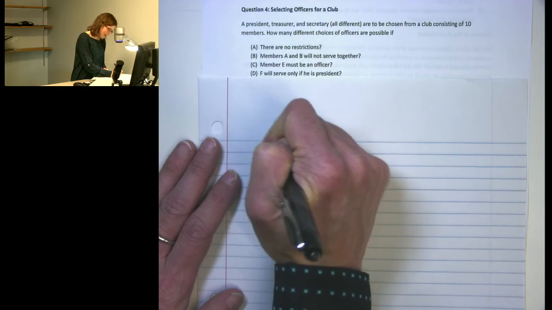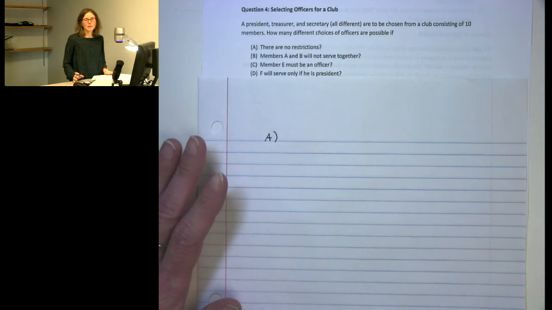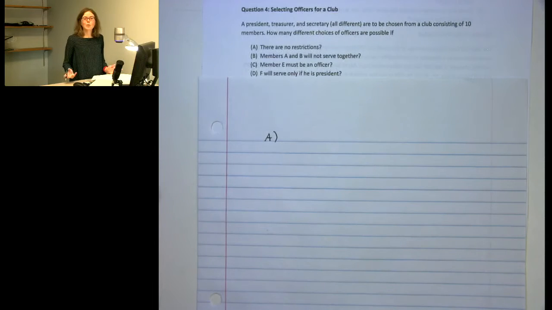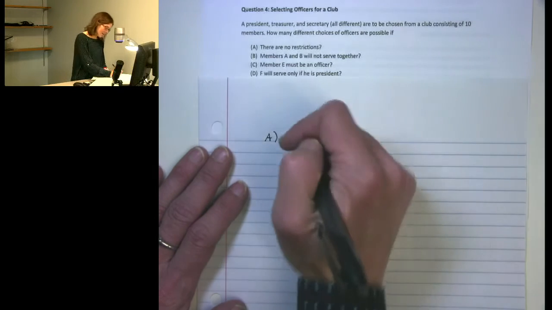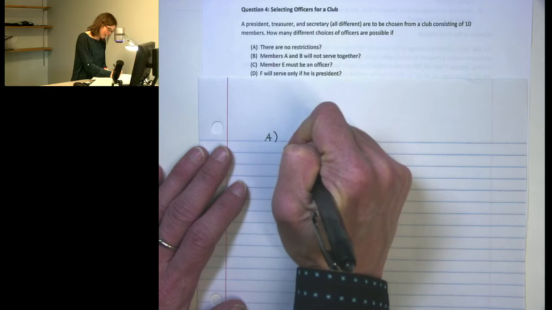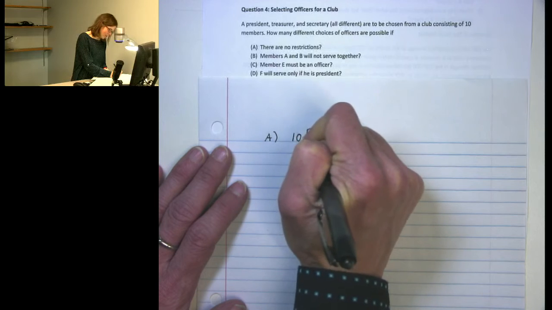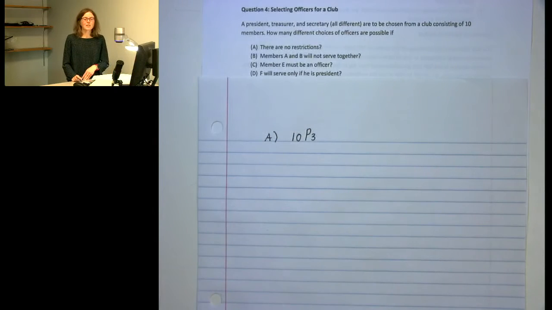And so the first situation is where there's no restrictions. So for part A, we have 10 possible people. There are 3 positions. It makes a difference who is the president and who is the secretary and who's the treasurer. So we care about the order in which we make our selections. So the correct choice here would be to say, okay, there are 10, and I'm going to permute 3. So that's the way to solve that problem.